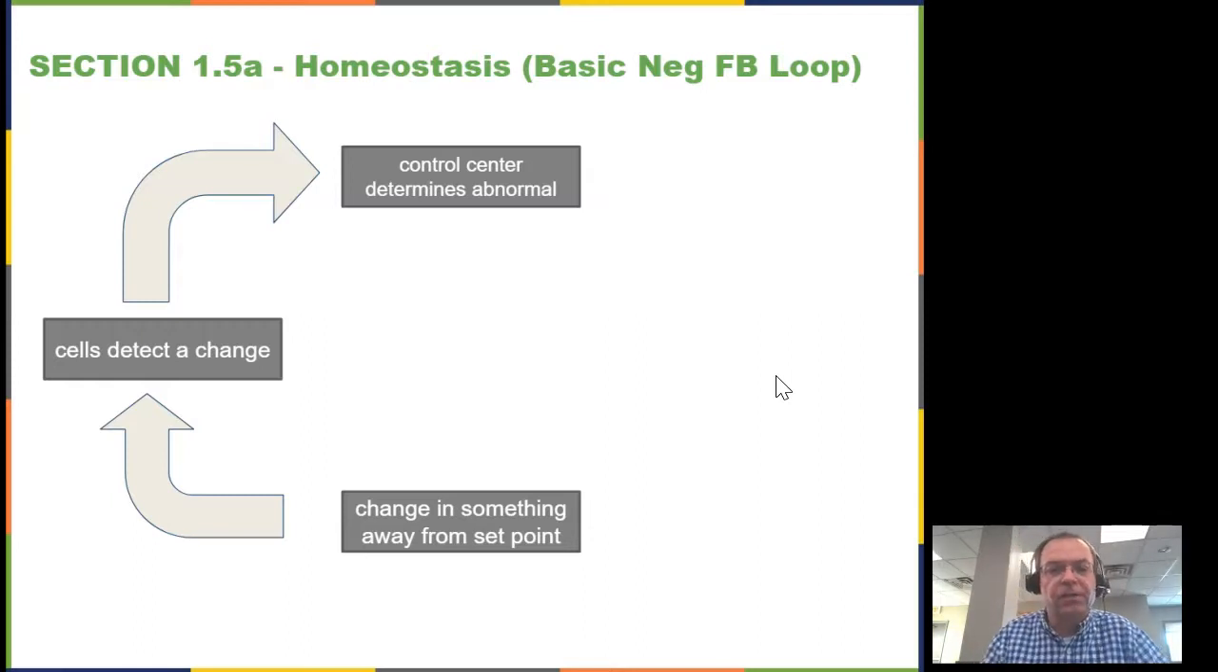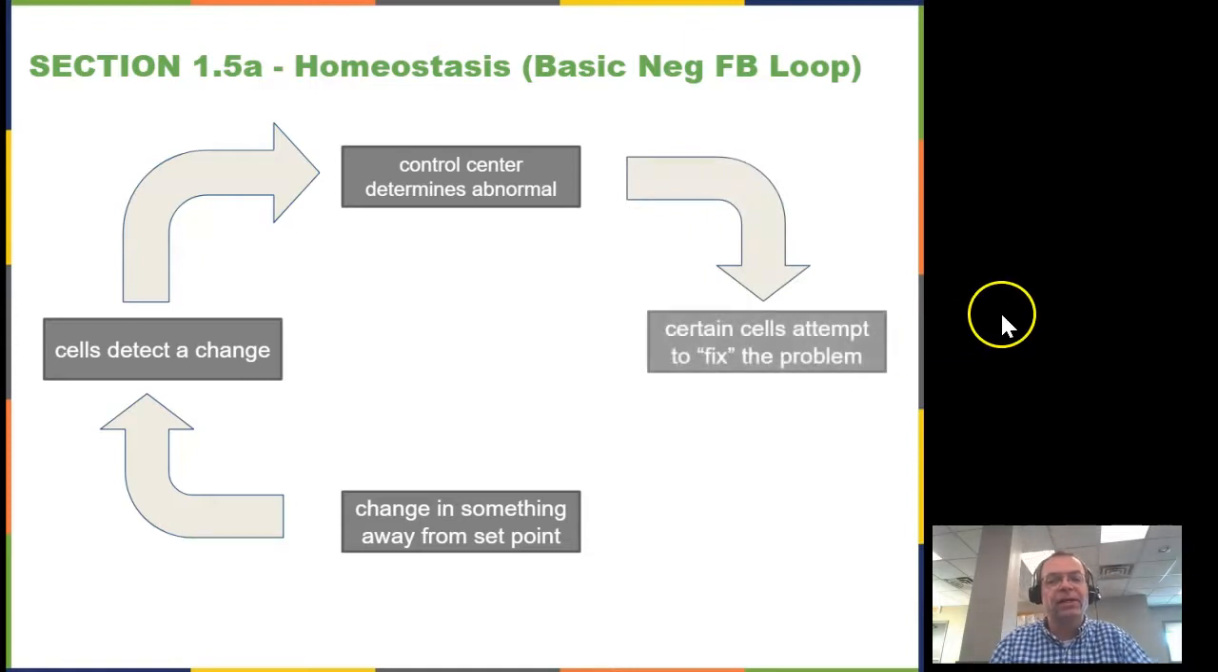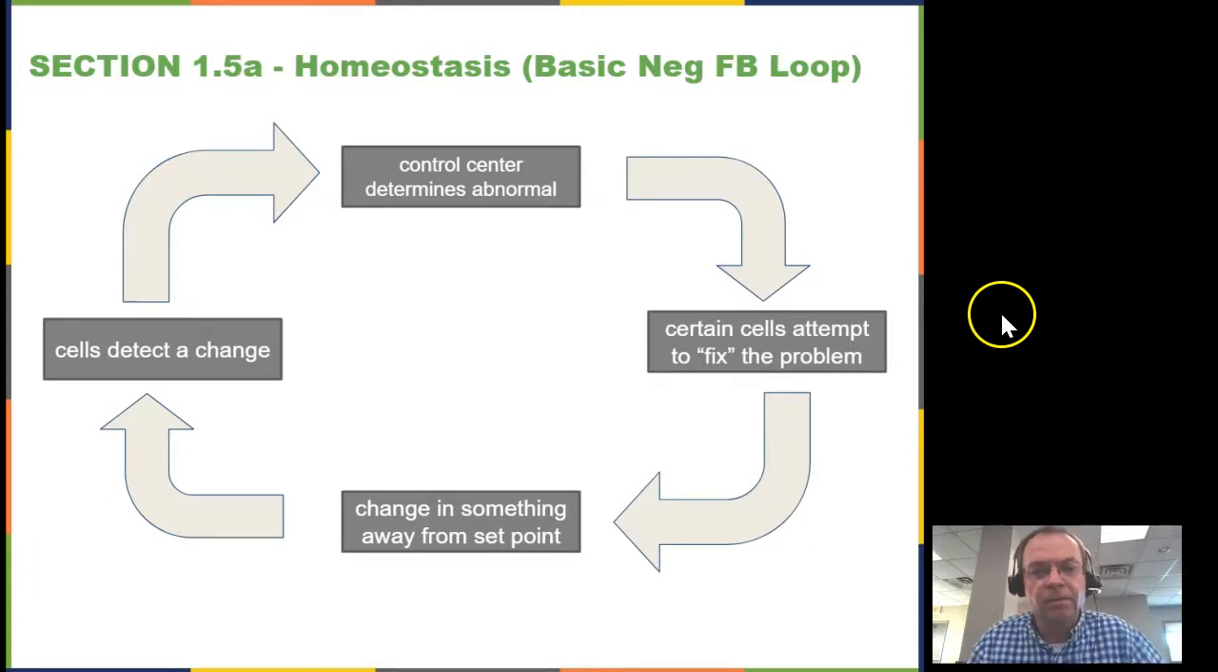So the control center says, you're right. Something is abnormal. We need to fix that. So what the brain does is it then sends impulses or signals down to a group of specialized tissues, very often they're glands or their muscles, to attempt to fix the problem and get you back down to normal. So that's a basic negative feedback loop as far as homeostasis goes.